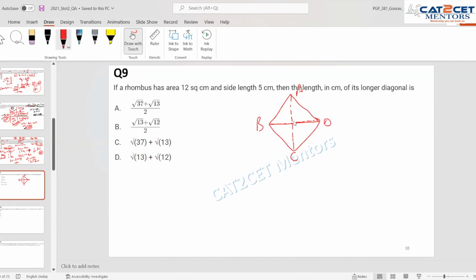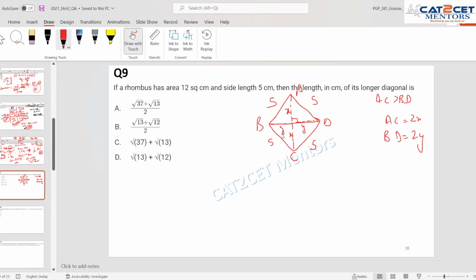And we know that the diagonals of a rhombus intersect at 90 degrees. This was the prerequisite that we have known till now. Now we know that the side length is 5 centimeter. So let's say this is 5 centimeter, this is 5 centimeter, this is 5 centimeter, and this is 5 centimeter. And we know that AC is longer than diagonal BD. So let's say the length of AC equals 2x, the length of BD equals 2y. And as we know they bisect each other, so this will be x, this will be x, this will be y, and this will be y.